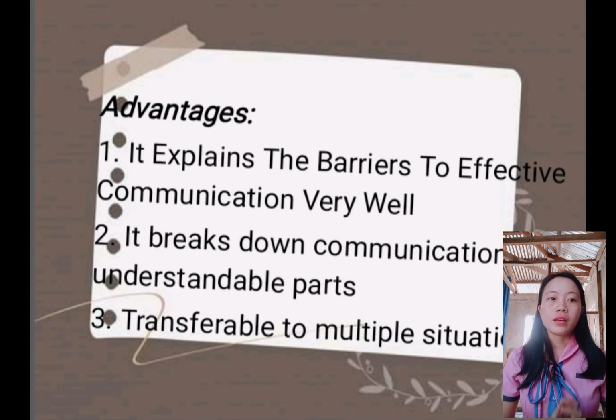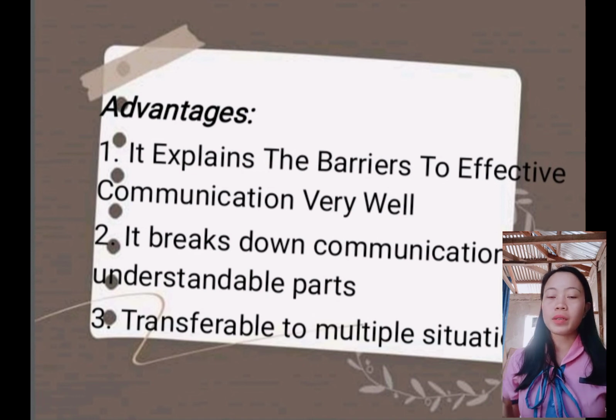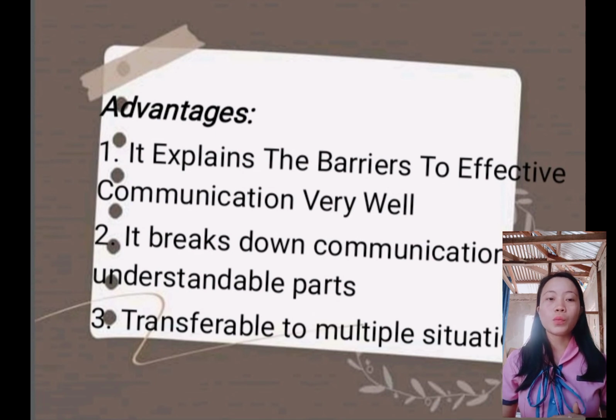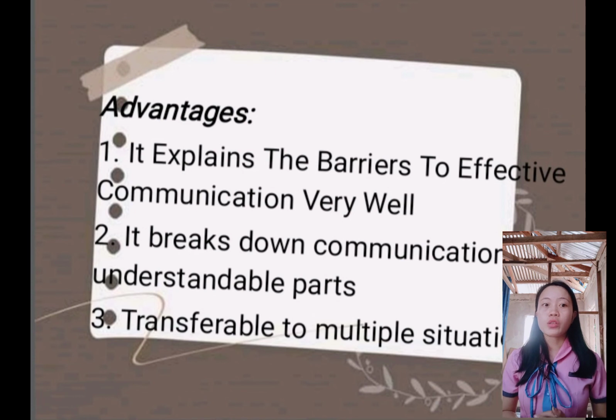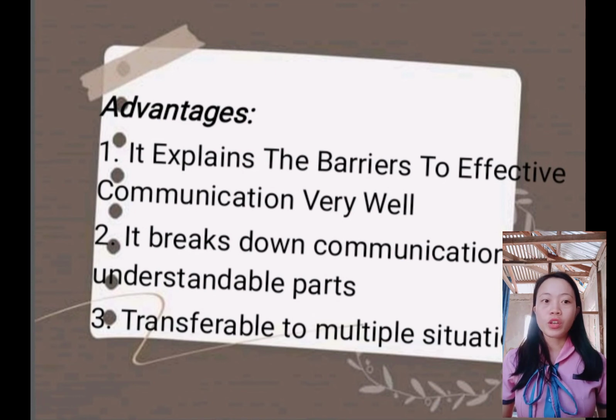Number 2 is it breaks down communication into understandable parts. The model enables us to look at the critical steps in the communication of information from the beginning to end. Number 3 is transferable to multiple situations. The communication model was originally made for explaining communication through technological devices. However, it's been used to explain just about any form of communication you can think of.